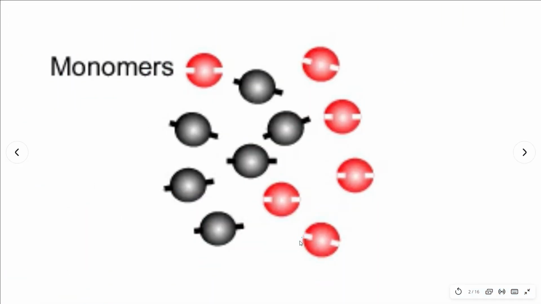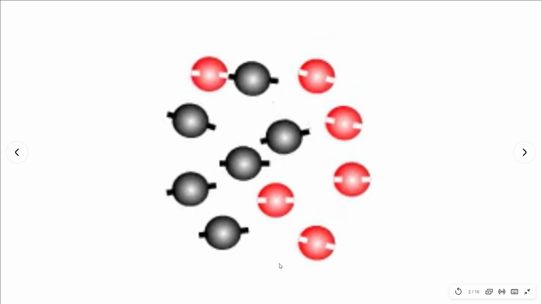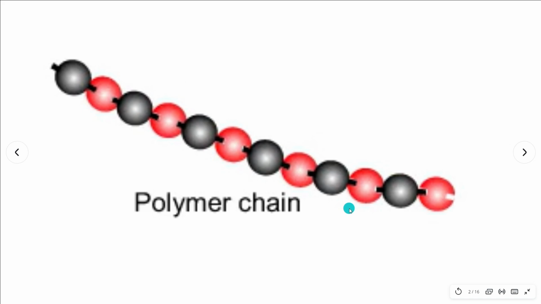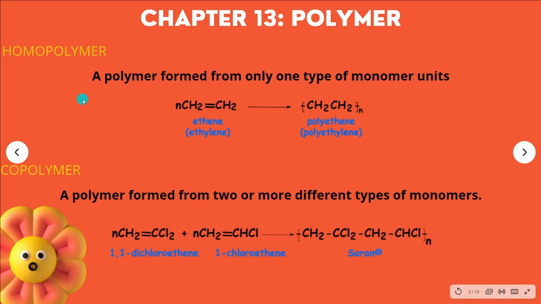This animation shows the formation of polymer. We start with monomer, link together, and it will form polymer. There are two types of polymer, homopolymer and copolymer. Homopolymer is a polymer formed from only one type of monomer units. For example, polyethylene was formed from one type of monomer, which is ethene.